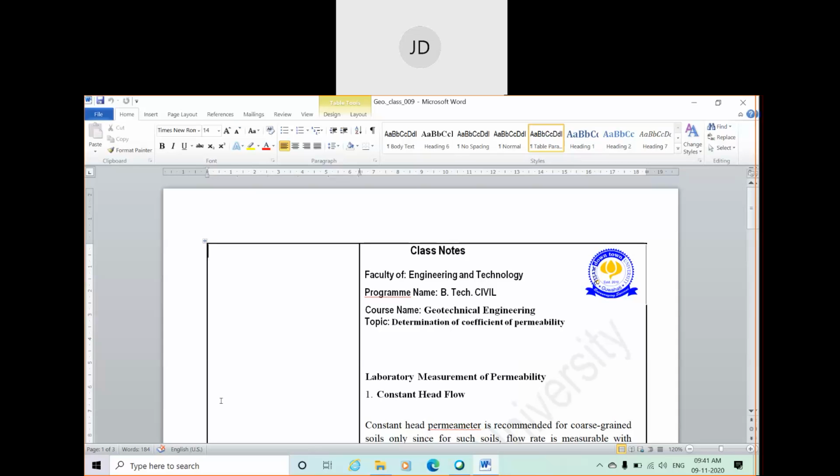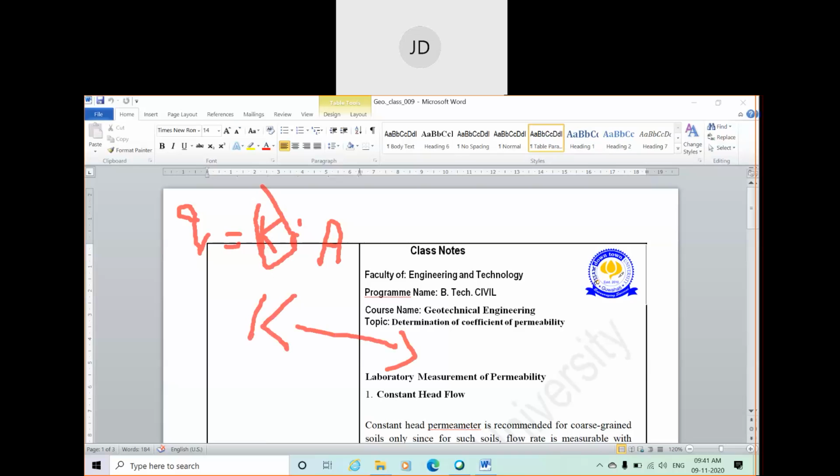Since we know Darcy's law is what? Let me take a pen. So we know Darcy's law: Q is equal to K I A. So the rate of discharge is equal to K into I into A, where A is your cross-sectional area perpendicular to the flow, I is your hydraulic gradient, and K is your coefficient of permeability. So our main aim is to find out this value, that is K, the coefficient of permeability.